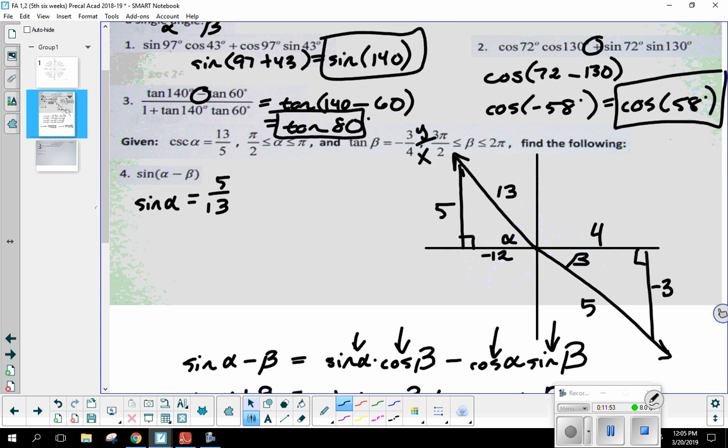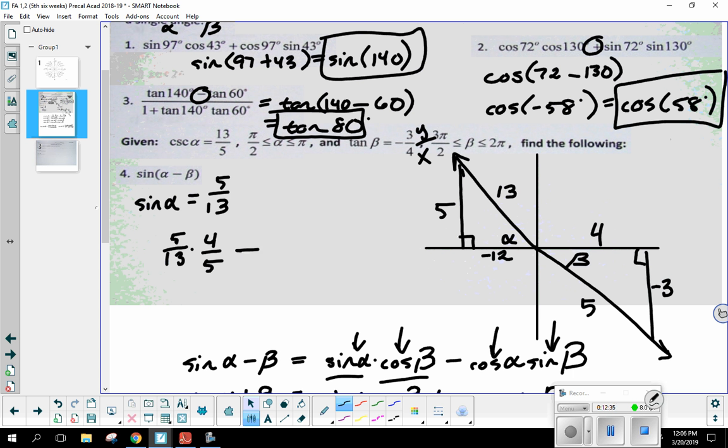So this first one right here, sine of alpha, I'm going to put 5/13 times. Well, now I want cosine of beta. So that means I'm going to look over in this triangle right here. What ratio is cosine? It's always x over r. So in this triangle, it would be 4 over 5. There we go. I'm just taking that ratio for the appropriate triangle one at a time. Now I'm going to put the minus.